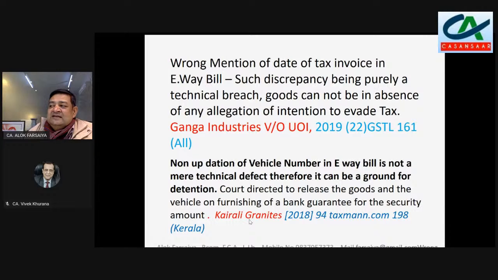In the case of Ganga Industries, again, the Allahabad High Court has said that even a minor error in mentioning the e-way bill date is a pure technical error, and on the basis of a pure technical error, the goods should not be seized. The beauty of this decision is that although it is on the date of the bill on the e-way bill, the finding of the court says if there is any technical error, then any kind of technical error can be covered by this judgment. It depends upon the circumstances.